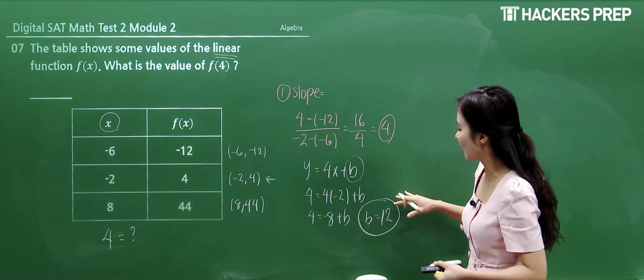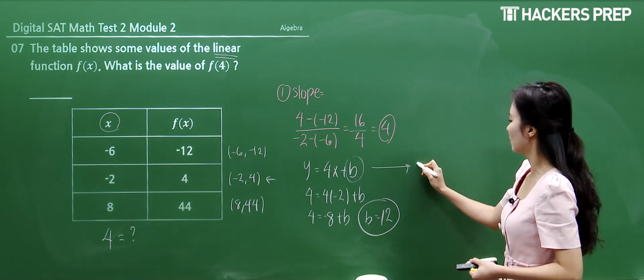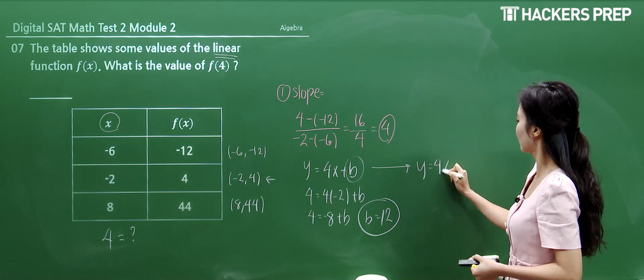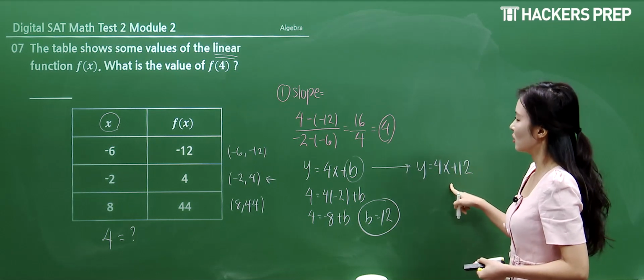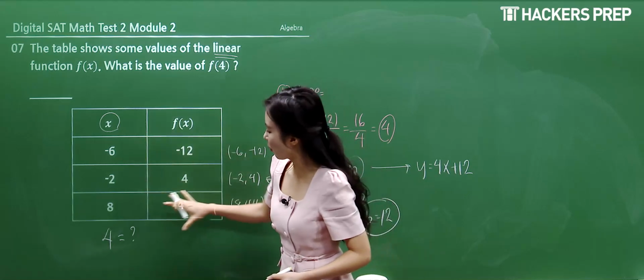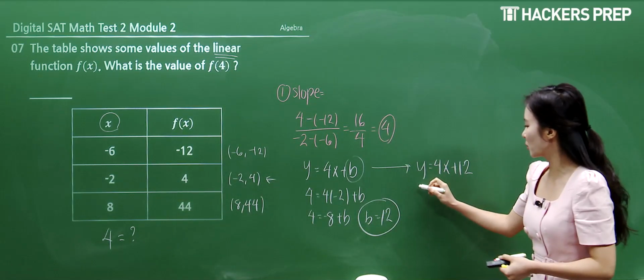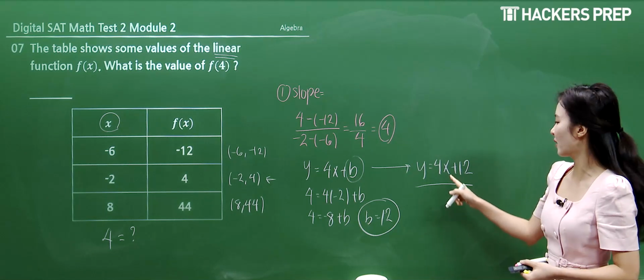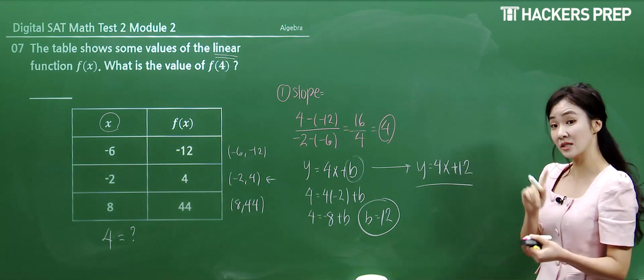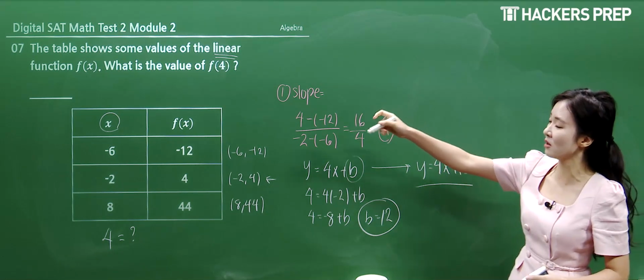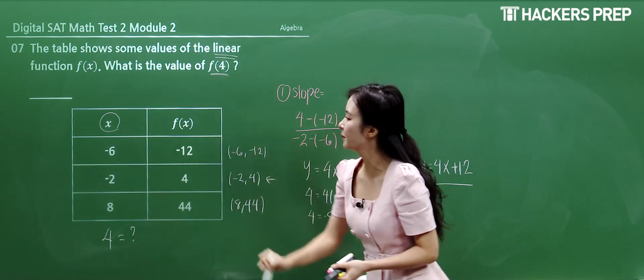So let's put this all together. In fact, bring this over here. So the graph, the coordinates, right, that the linear function is made up of, is going to be represented by y equals 4x plus 12. Now, that's not the last step. The question is asking what is the value of f of 4, okay?